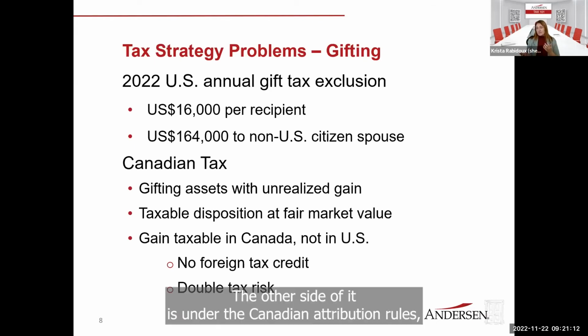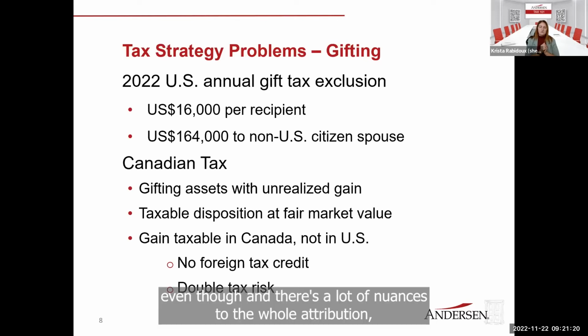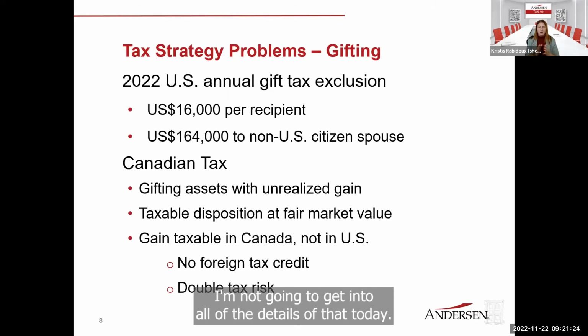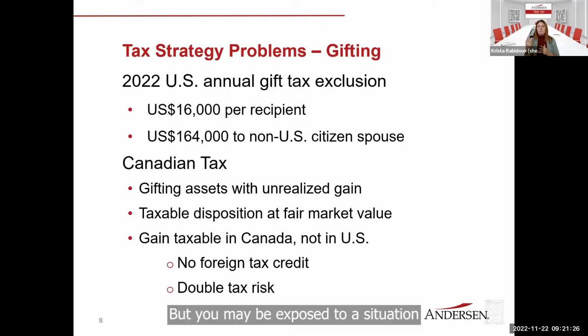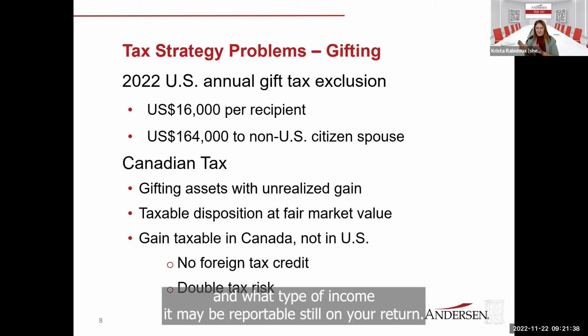The other side of it is under the Canadian attribution rules. Even though, for instance, if it's stock that you're gifting, and there's a lot of nuances to the whole attribution, I'm not going to get into all of the details of that today, you may be exposed to a situation where, let's say you gift some shares to someone, all of that income, depending on who you gift it to and what type of income, may be reportable still on your return.